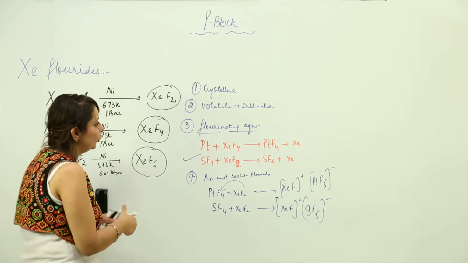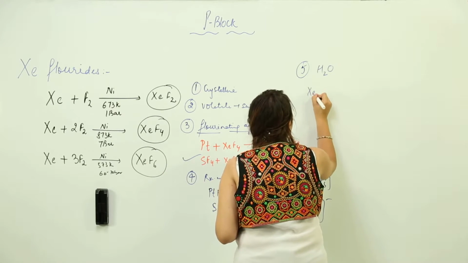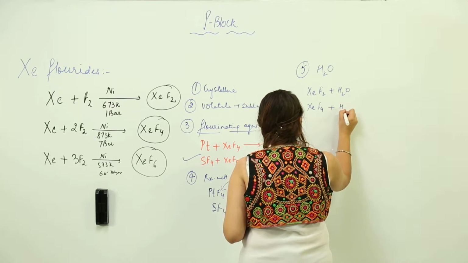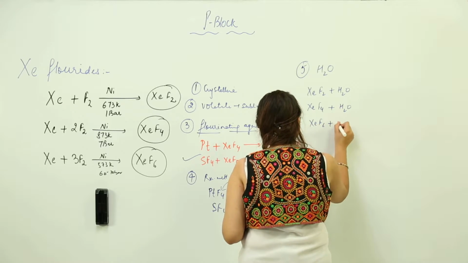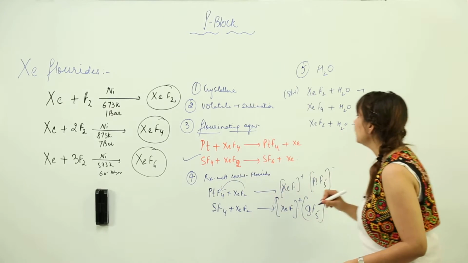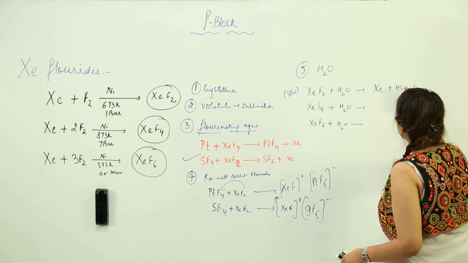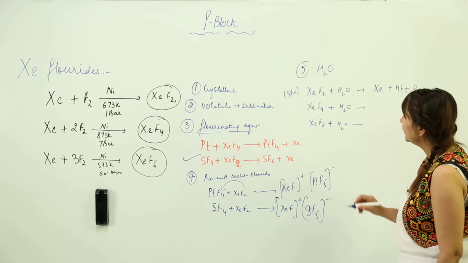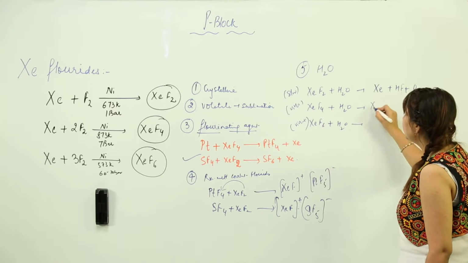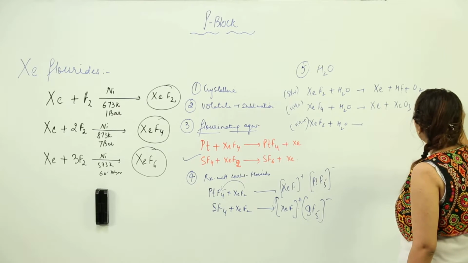Moreover, one more important reaction is with water. They get hydrolyzed. We can hydrolyze XeF2 with water, and also XeF4 and XeF6 with water. We will get different products. The reaction is somewhat slow in the case of XeF2, and the products are Xe plus HF plus oxygen. XeF4 reacts somewhat violently, and it produces xenon trioxide with HF and O2.